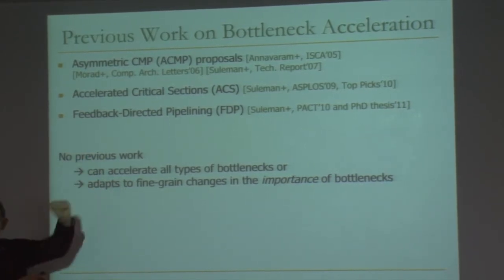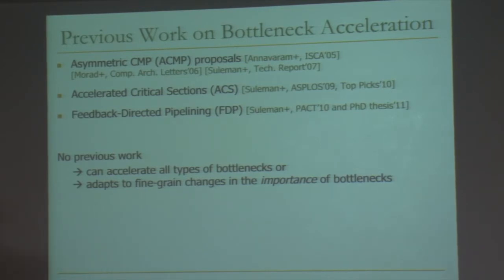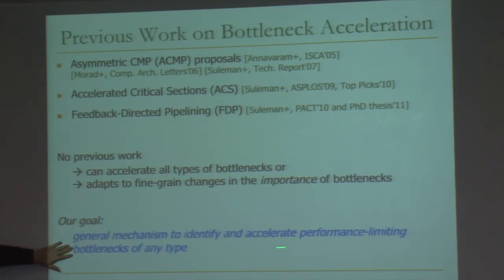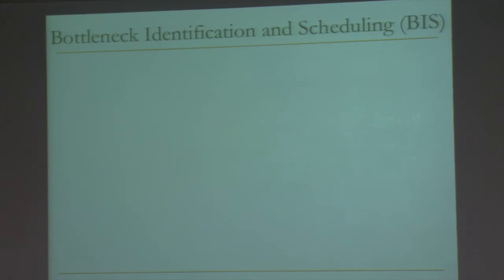For example, accelerated critical sections, which I just described to you, doesn't consider the importance of a critical section, right? It just says, whenever I see a critical section, let me ship it to the large core. Maybe that critical section is not even on the critical path, so it may not be a good idea. So our goal is to have a general mechanism to identify and accelerate performance limiting bottlenecks of any type. Well, any type may be too strong, but at least the types that we've discussed.